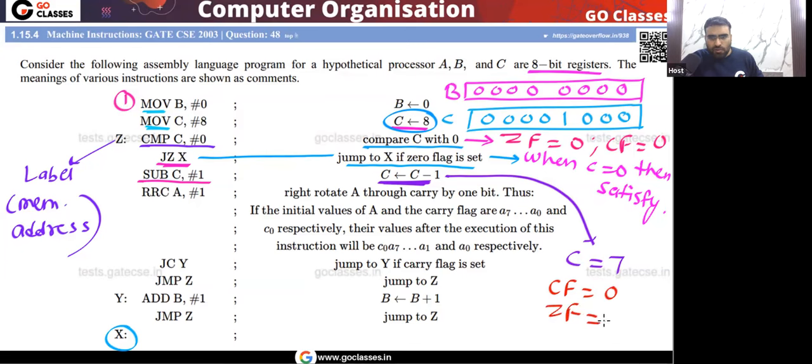What will happen to the zero flag? Okay, here you can see the result is not zero. So the zero flag is also reset. So these three things will happen. Is this clear? Very simple. So carry flag 0 and zero flag, that is also 0.